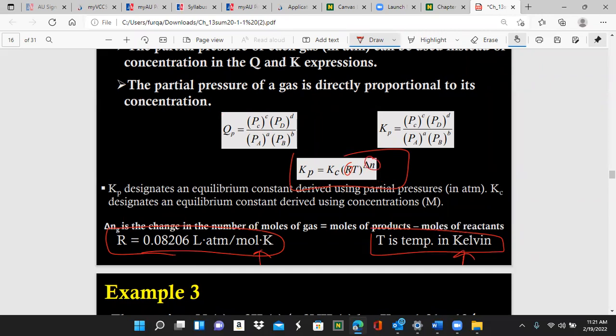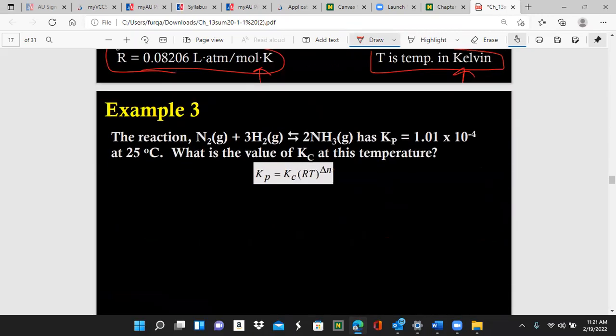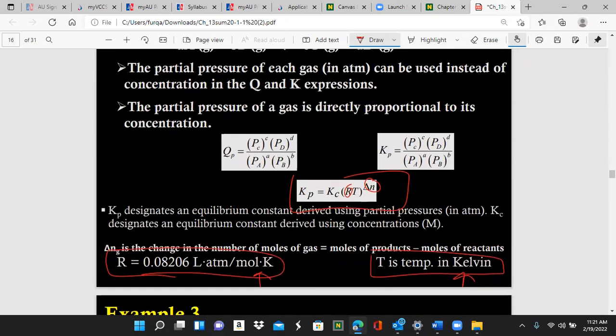And delta N, when we are calculating delta N, it is going to be the total moles of the product minus total moles of the reactants. This is the difference of the moles, okay? Wow, it looks so weird. Total moles of the product minus total moles of the reactants. You will get the value of delta N.